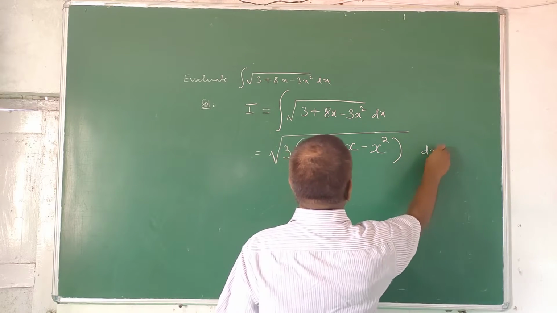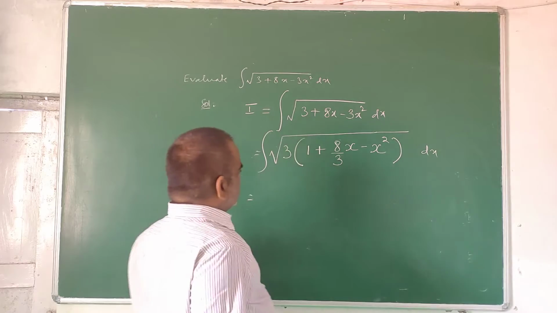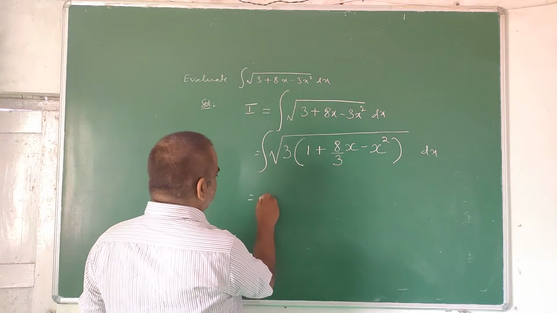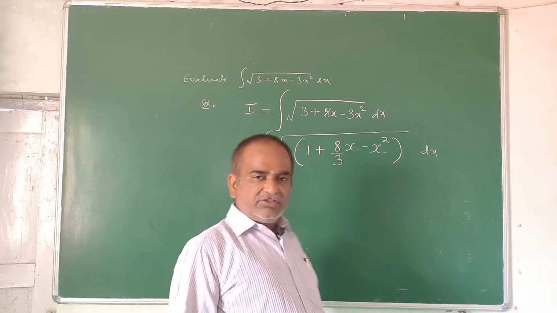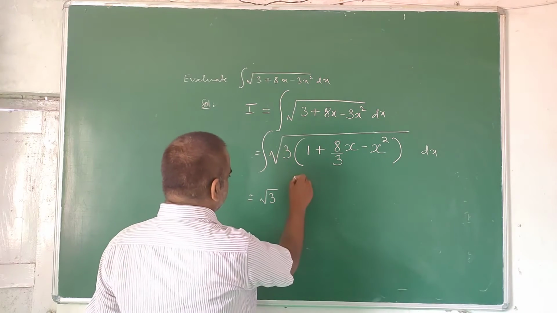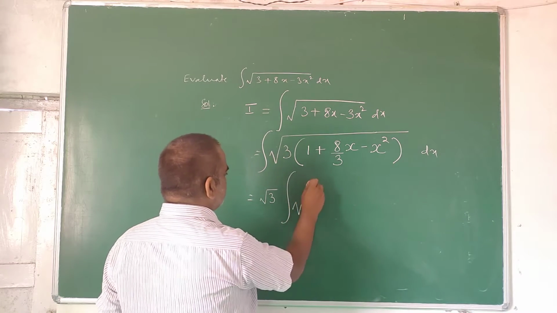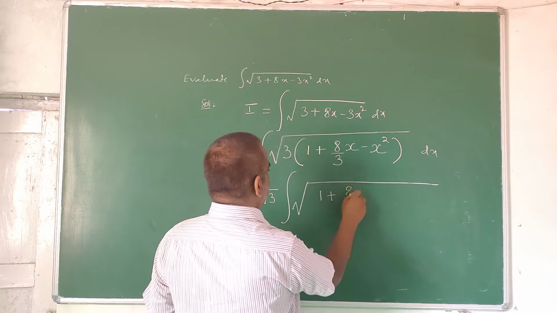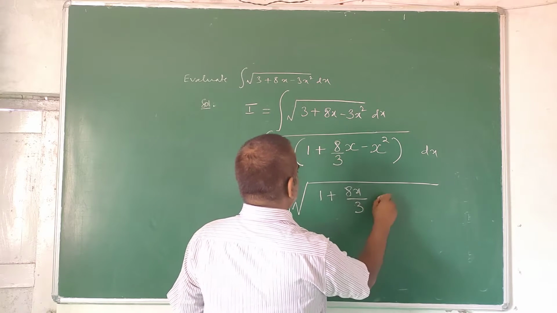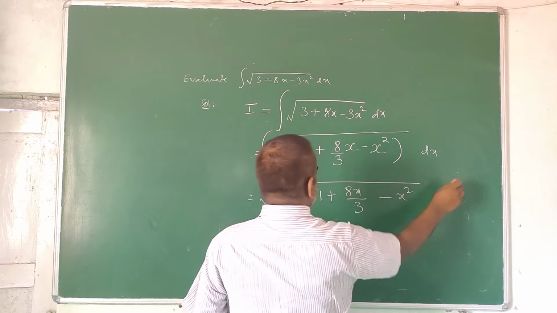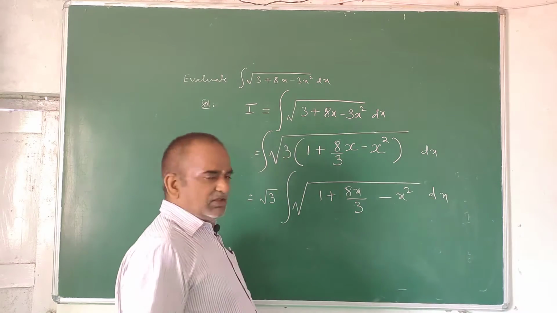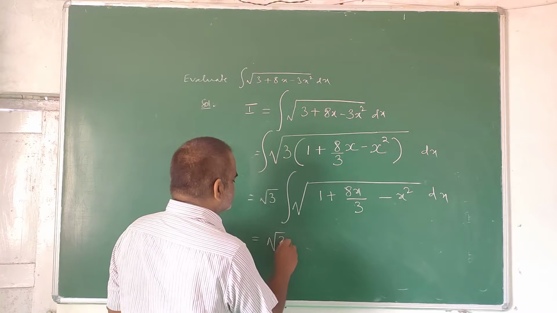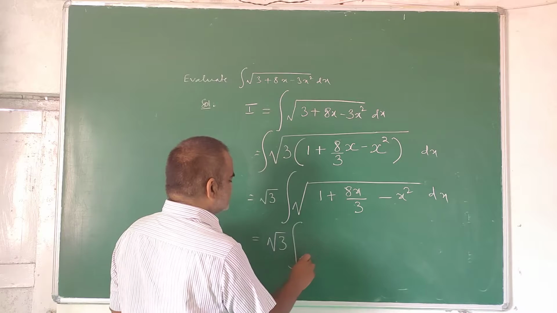dx integral. Understood? We took 3 common. Now that root 3 is constant, you can write it outside. Integral root over 1 plus 8x by 3 minus x square dx. Right? Now this is equal to root 3 integral root over.